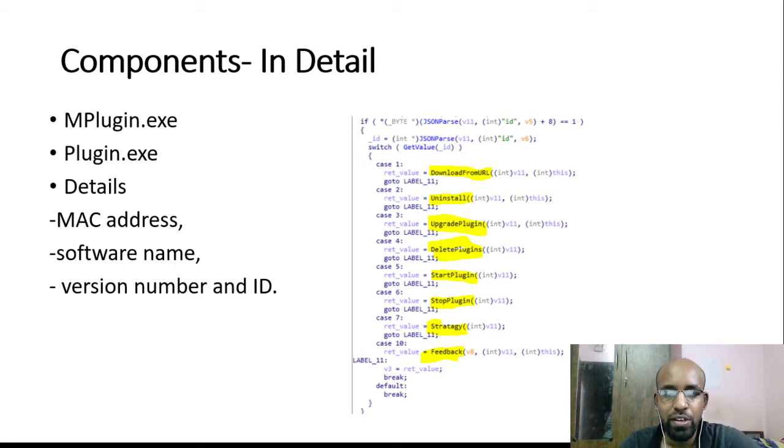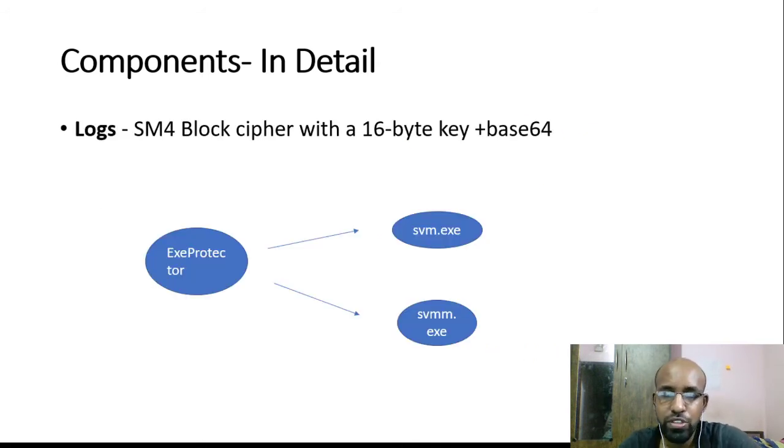Okay, and what they do is they are trying to collect the MAC address, software name, version number, and ID. These are some things they are trying to collect from the particular machine. And this is what we are talking about, this X protector, which helps you to monitor svm.exe. If you see here, this SM4 block cipher with a 16-byte key is being used to encrypt the logs so that you don't get to see what is happening over there.